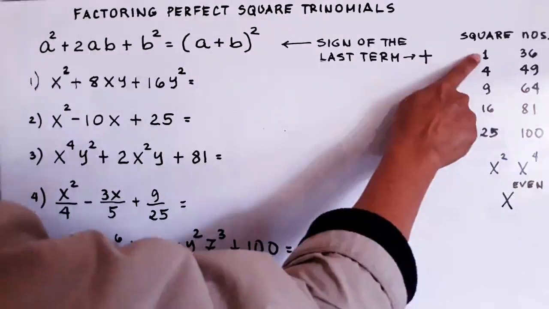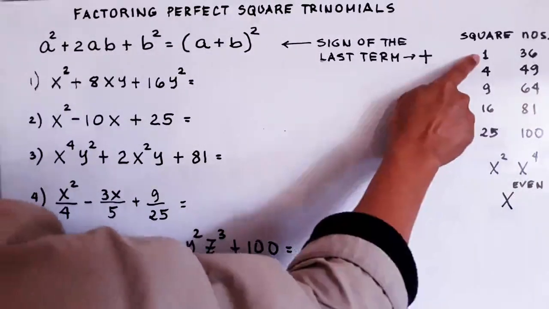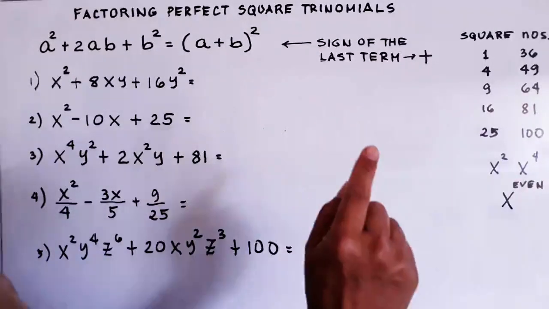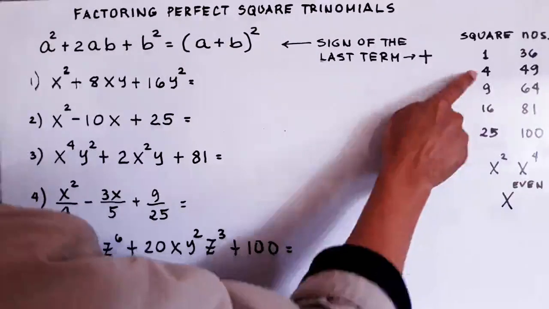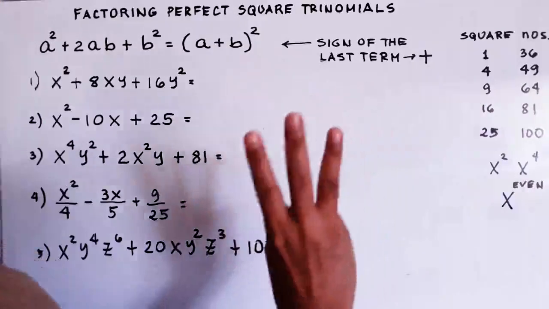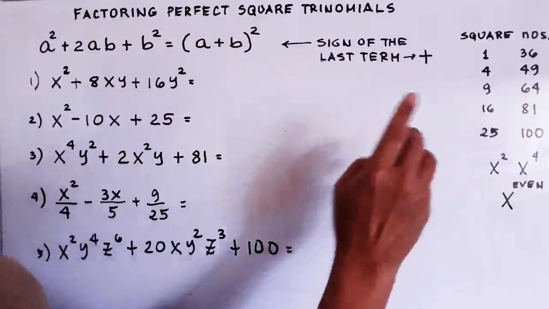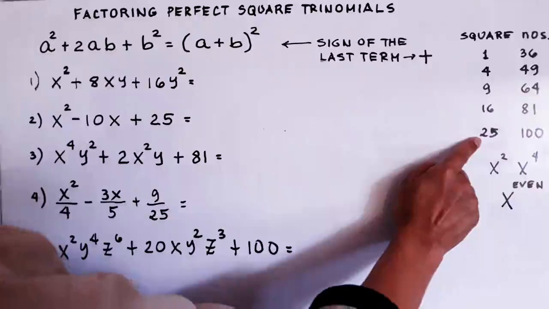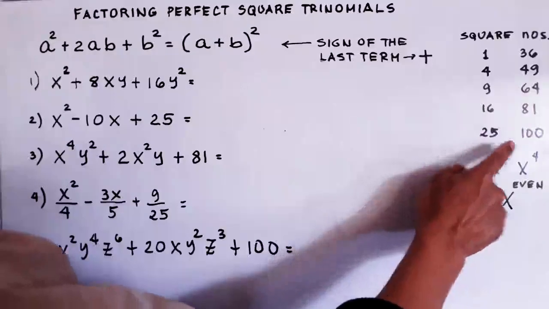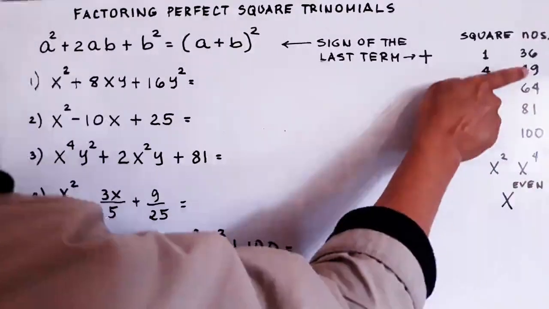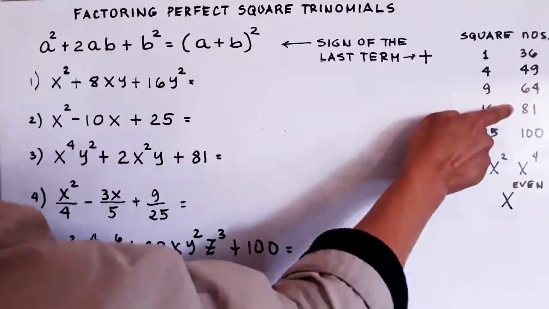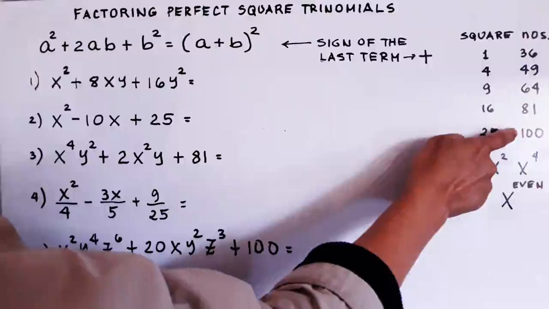So this one is 1, because if we take the square root of 1, it will give us 1, because 1 times 1 is 1. Square root of 4 is 2. 2 times 2 is 4. Square root of 9, 3. Square root of 16, 4. Square root of 25, 5, because 5 times 5 is 25. Square root of 36, 6. This one is 7 times 7. This one is 8 times 8. This one is 9 times 9. And this one is 10 times 10.